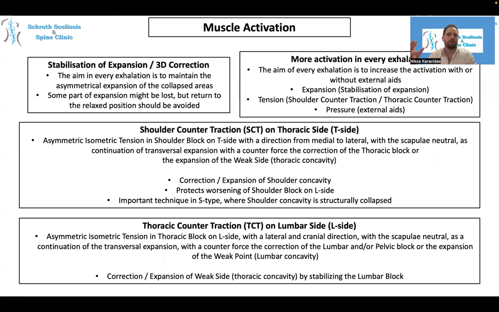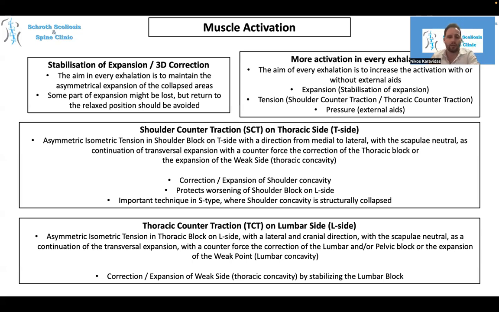And of course, we can have pressure with many props like the poles or the band or the wall bar or other props. So the shoulder countertraction on the thoracic side is used for the correction and expansion of the shoulder concavity. It protects worsening of the shoulder block to the L side and is a very, very important technique in S-type. So when you have a proximal thoracic scoliosis, this special technique, shoulder countertraction, plays an important role to open the shoulder concavity, which is structurally collapsed in S-types.